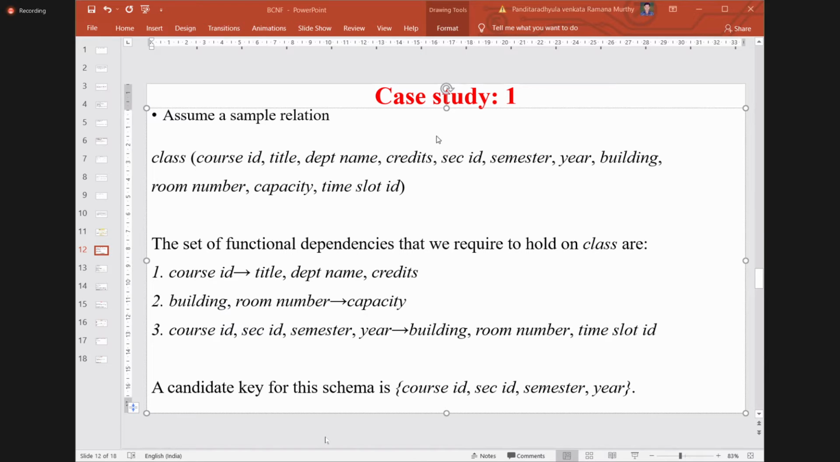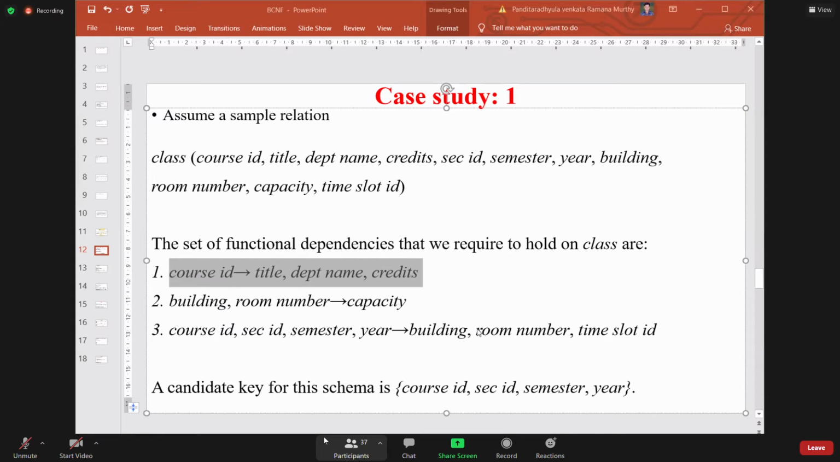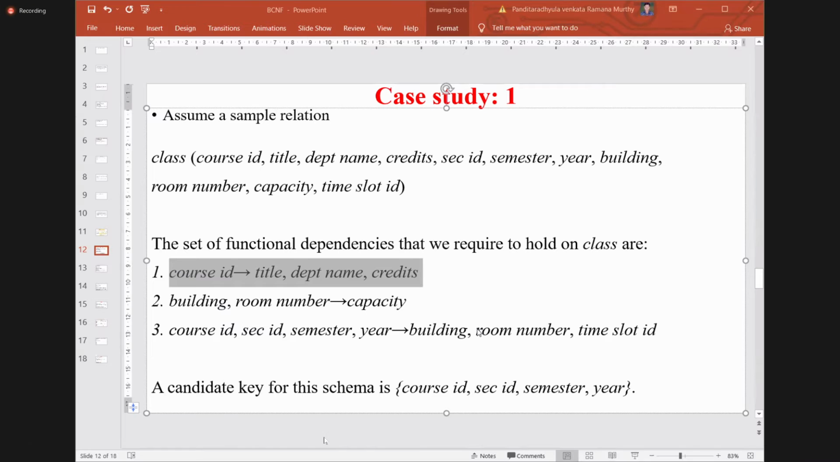That is the reason we created one functional dependency: course ID determines title, department name, credits. Similarly, among the other remaining columns in the same class, you can identify one more functional dependency.